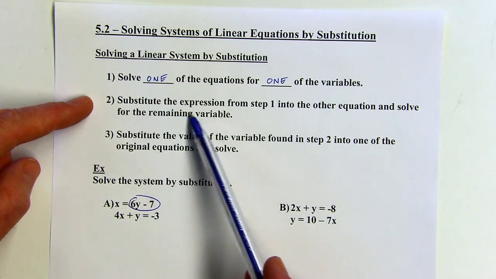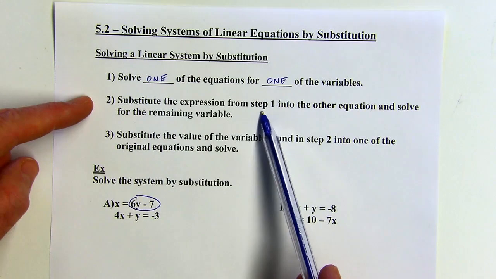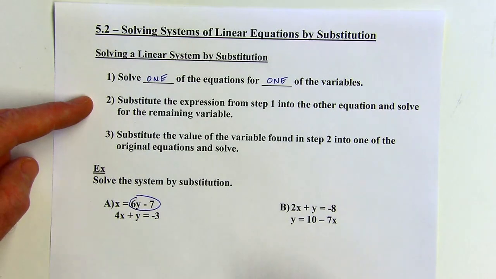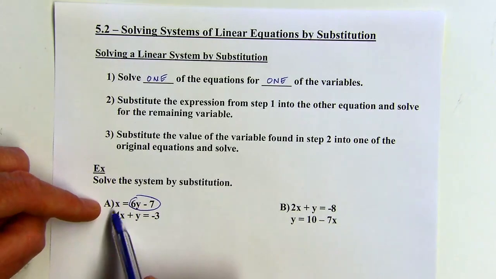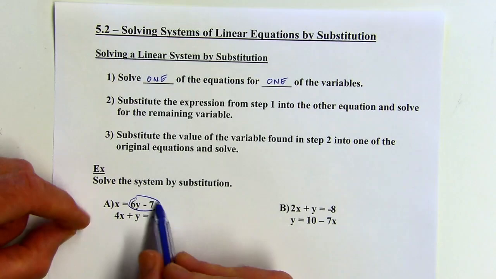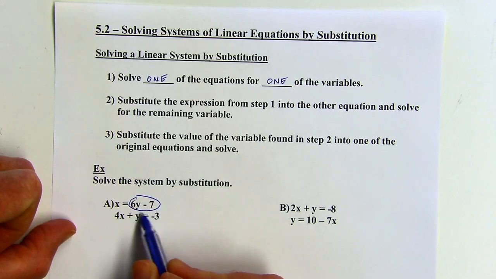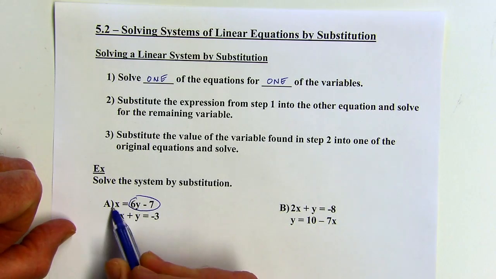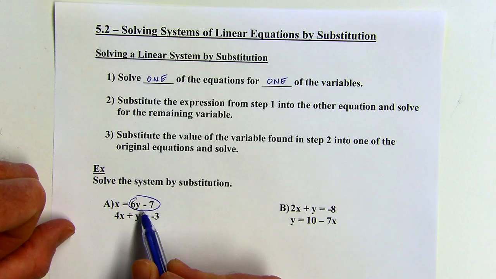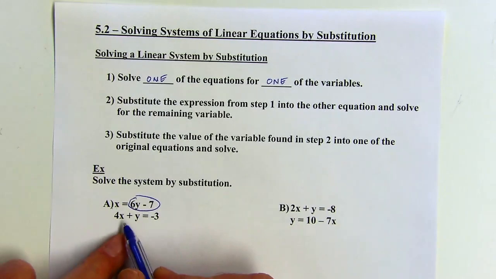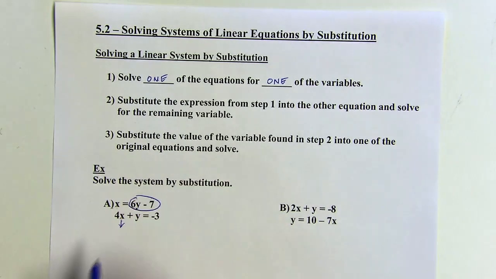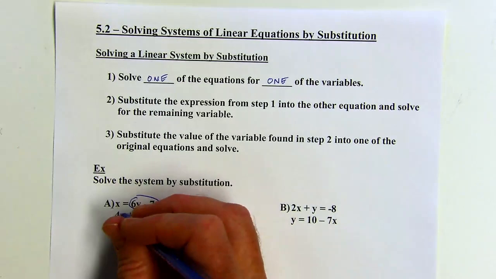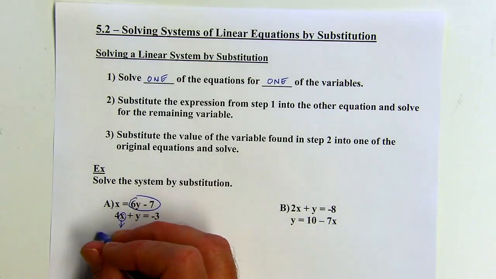This says substitute the expression from step 1 into the other equation and solve for the remaining variable. Okay, so what that means in practice, I've got the x isolated here, so now I can take the quantity 6y minus 7, and anywhere in the system I can substitute that in for x. I can replace x with the quantity 6y minus 7. That's exactly what I'm going to do in the other equation. You have to substitute into the other equation. So I'm going to replace this x with the quantity 6y minus 7.